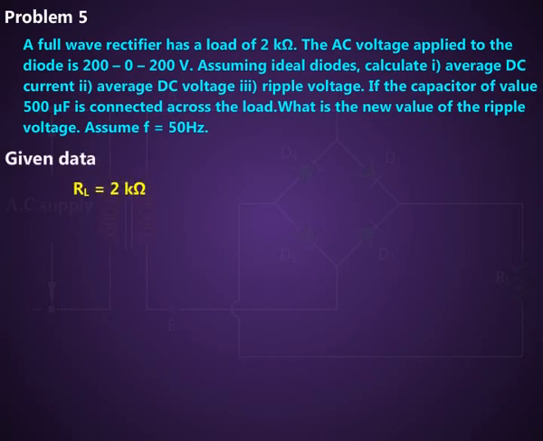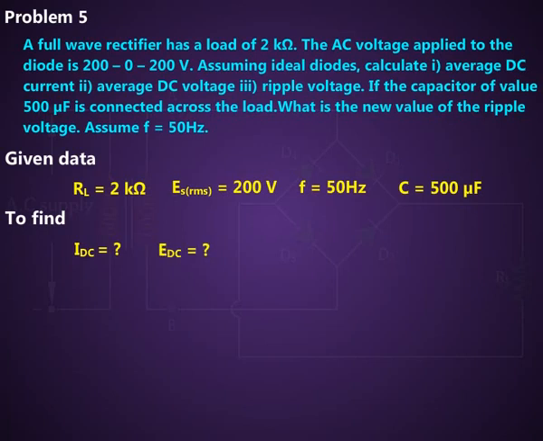Given data, load resistance RL is equal to 2 kilo ohms. RMS value of secondary voltage ES RMS is equal to 200 volts. Frequency F is equal to 50 Hz. Capacitance C is equal to 500 microfarad. To find average DC current IDC, average DC voltage EDC, ripple voltage V gamma, and ripple voltage V gamma at capacitance C is equal to 500 microfarad. Solution.